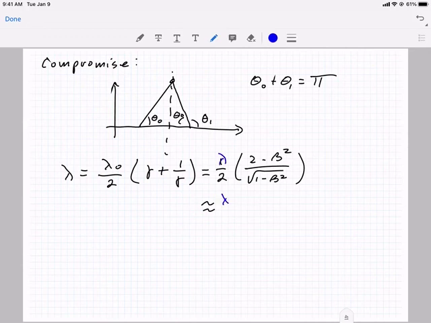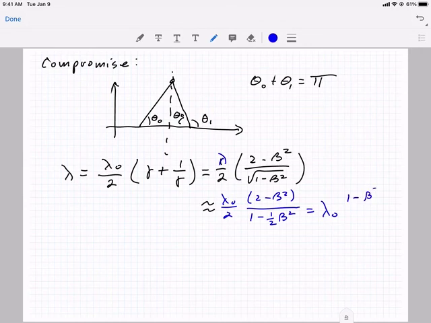And so this becomes lambda naught over 2, and then I've got a 2 minus beta squared. I'm going to do a Taylor expansion down here. So under that square root, I'm going to turn this into a 1 minus 1/2 beta squared. Now, dividing the top by the factor of 2, I get lambda naught, and I get a 1 minus beta squared over 2 divided by 1 minus beta squared over 2. And in the low speed limit, this just becomes lambda naught.